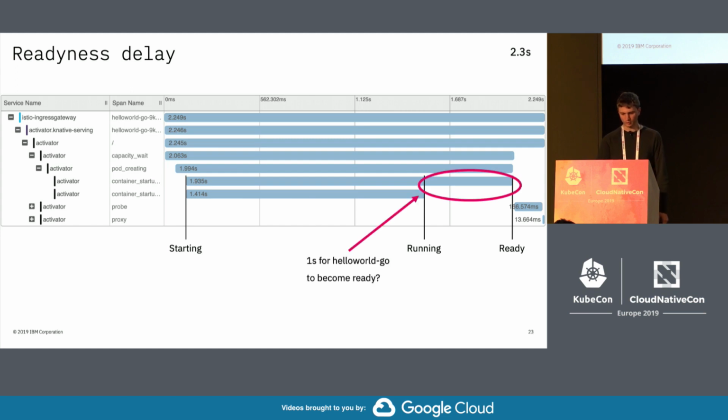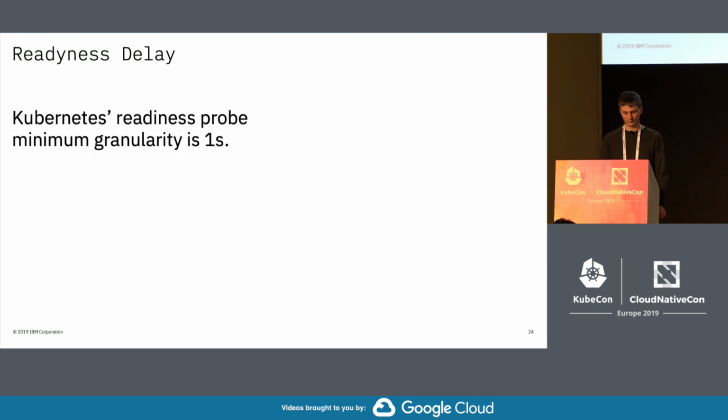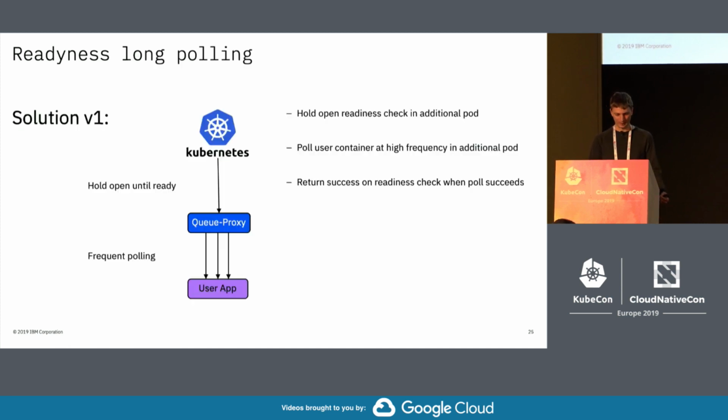And one thing we notice when you look at this is that the application under test here is just a hello world go binary that opens up port 8080 and returns hello world go. It really has no business taking a second to start up. And the end result of that is we find that Kubernetes readiness probes have a minimum granularity of about a second. That's just the value used to define readiness probes. They are second based. You can't get smaller than that.